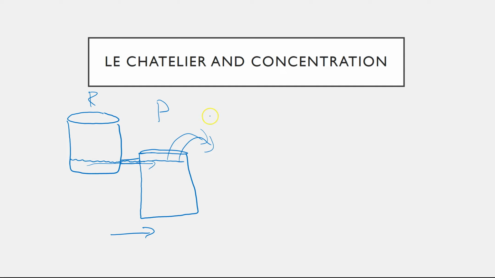So removing the product will shift equilibrium position right, and that means we're going to make more product. And so the bucket analogy helps us understand what would happen if I were to take some liquid out of my product bucket. Liquid from the reactant bucket would then shift into that product side.